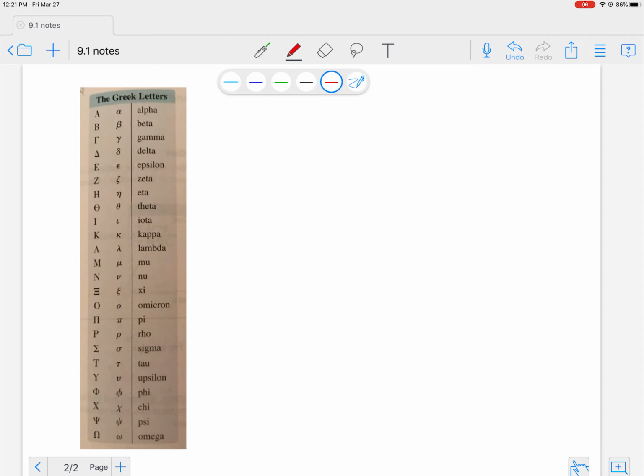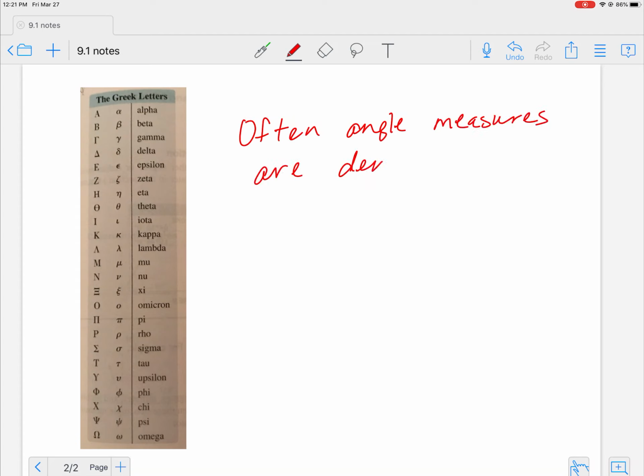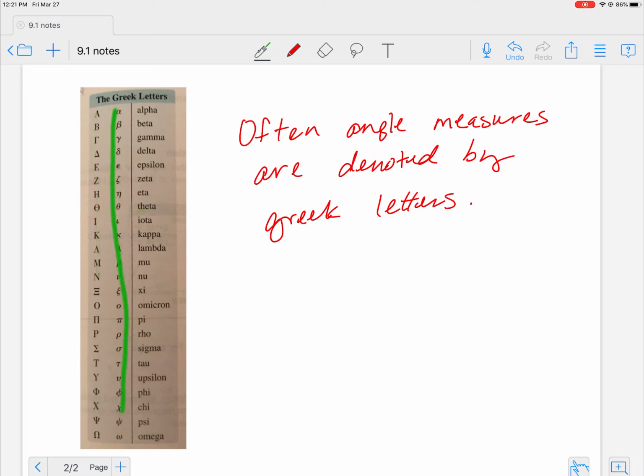Typically, when you get an angle measurement, a lot of times angle measurements are labeled in terms of Greek letters. Often angle measures are denoted by Greek letters. The most common one is theta, right? You see this all the time, theta here. So this column on the left is capital letters. The column on the right are lowercase letters.